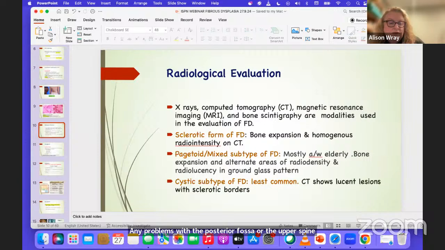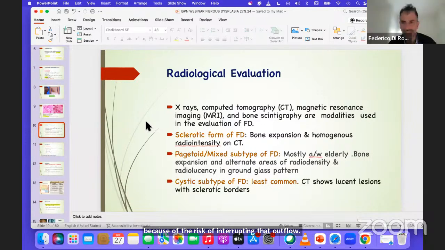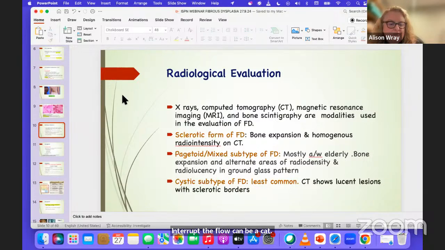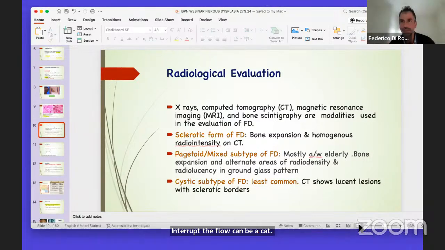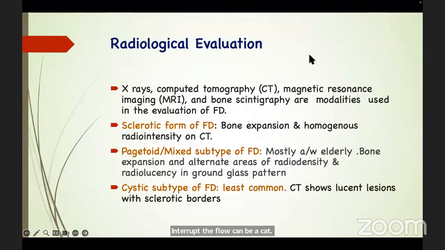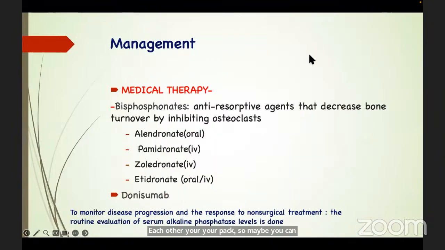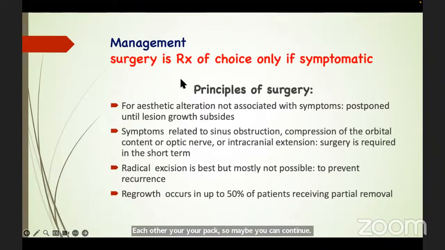Yeah, the interruption of the flow can be a catastrophe. Yes. So, Chana, you're back, so maybe you can continue. Yeah, I'll just go quickly because there's a lot of wind there, and I think that's the reason why it's getting disconnected. Anyway, I was in the management part.